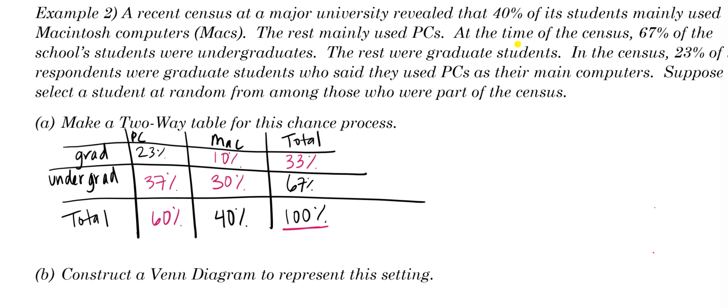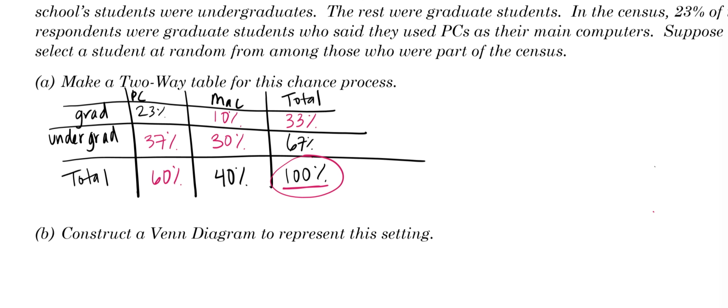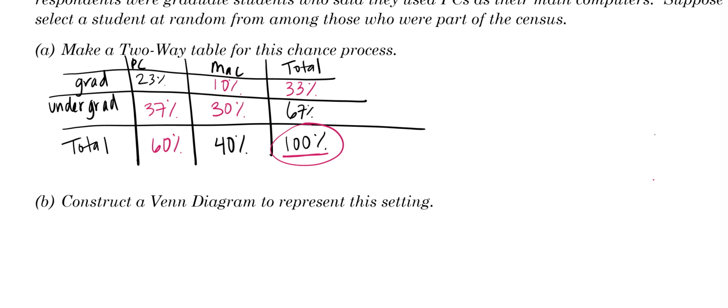So if you got that whole table, awesome. That is step 1. Lovely job. Okay. So just don't forget that when we're talking about percents, you can always assume that the table entirety, the total there, should be 100%. Okay. So now we go to constructing a Venn diagram to represent this setting.